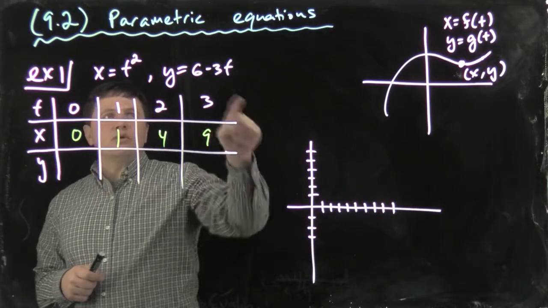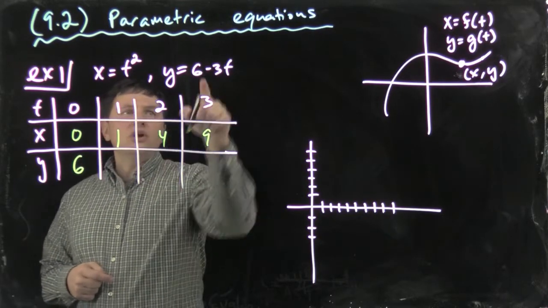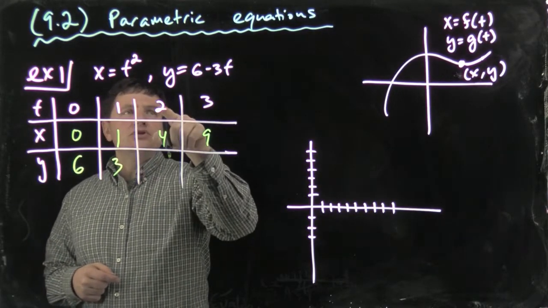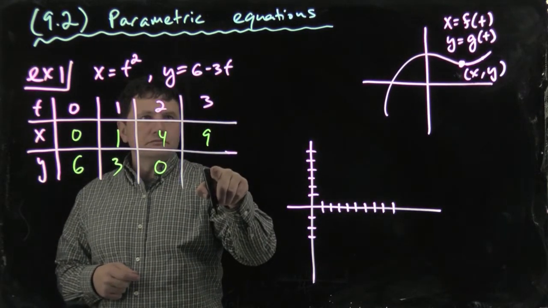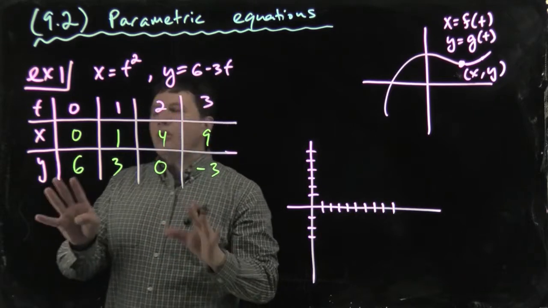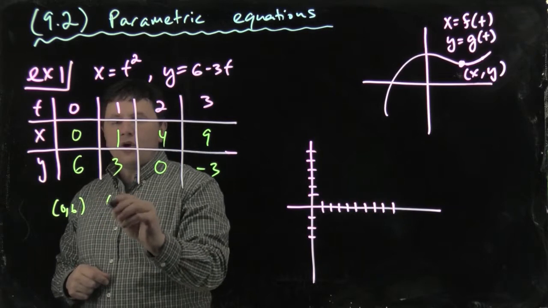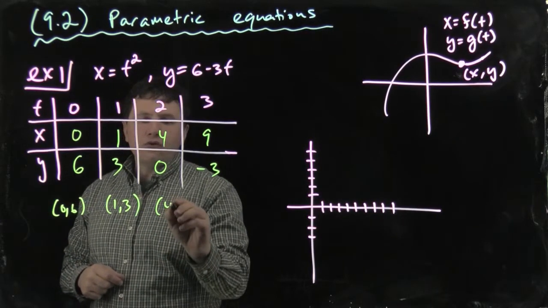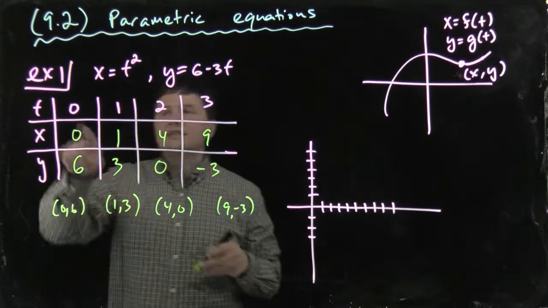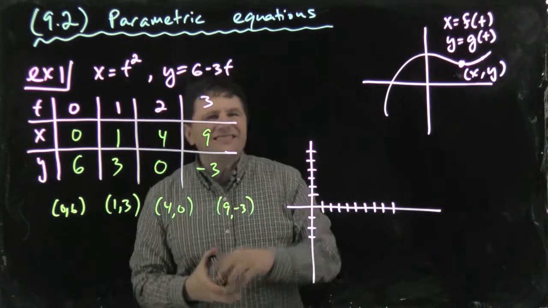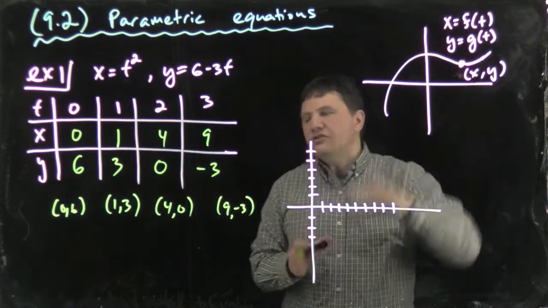Now I'm going to do the same thing with the y equation. So 0 goes in, I get 6. 1 goes in, I get 3. 2 goes in, I get 0. And then 3 goes in, I get negative 3. So when I plot these, I'm plotting the points 0, 6; 1, 3; 4, 0; and 9, negative 3. Even though t is the independent variable with both of these, t is a hidden variable. I don't see it like I see x or y in the normal Cartesian equation.